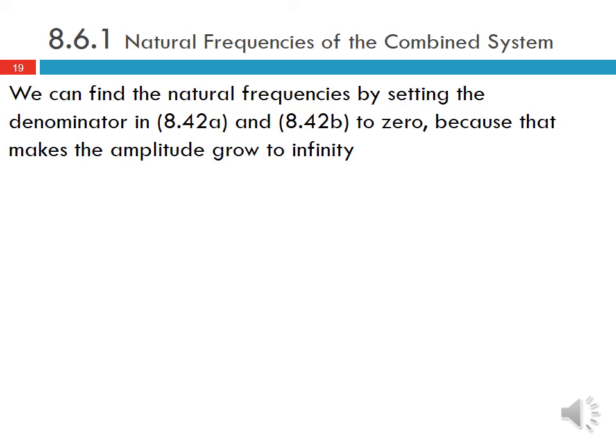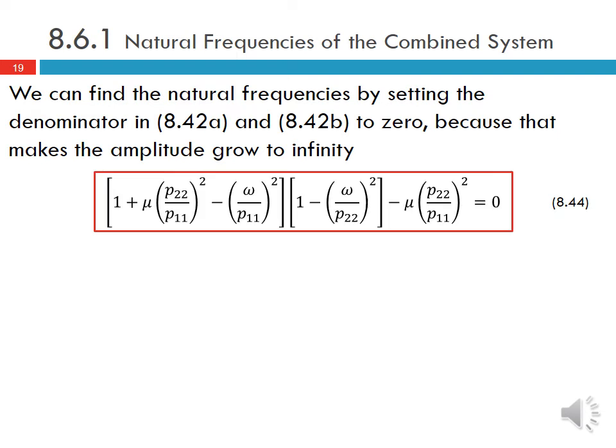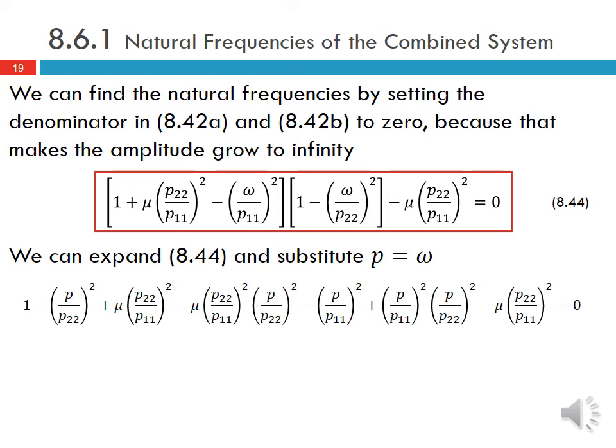So we can find the natural frequencies of the combined system by setting the denominator of 8.42 a and b to 0, because that makes the amplitude grow to infinity. So this is one of the denominators, which we can call 8.44, and we'll set that equal to 0. So let's expand this and substitute p equals omega, because basically what we're saying here is when the system is forced at one of its natural frequencies, the denominator will go to 0. And so to be able to find the natural frequencies, when omega makes that equal to 0, those will be our natural frequencies.